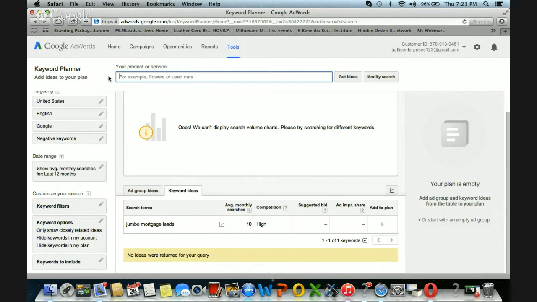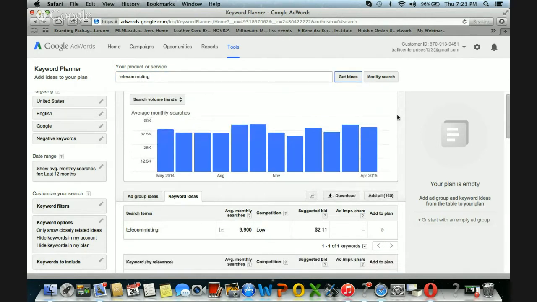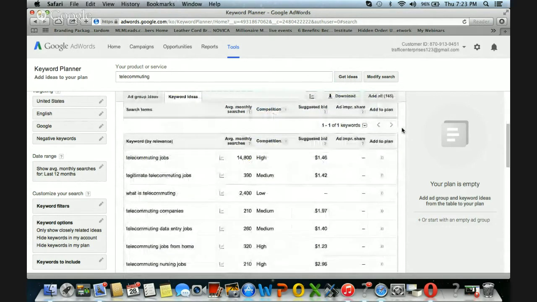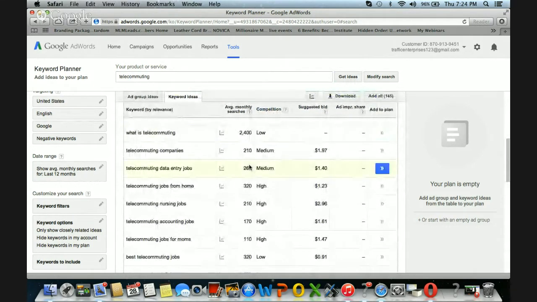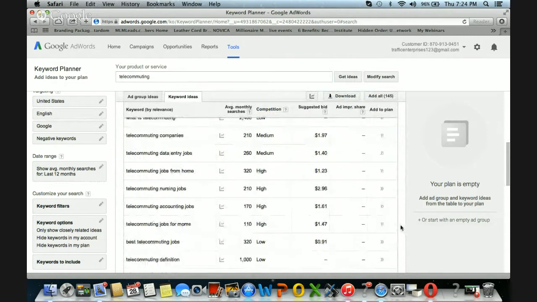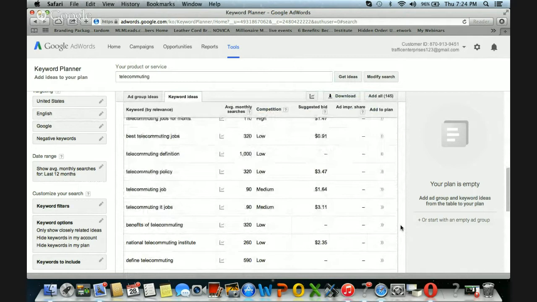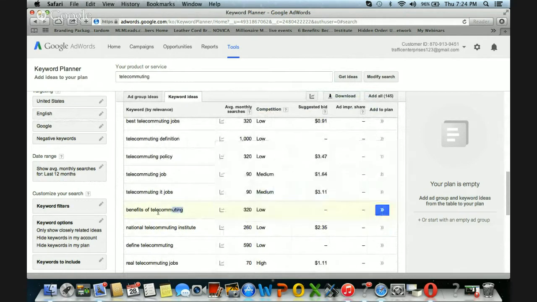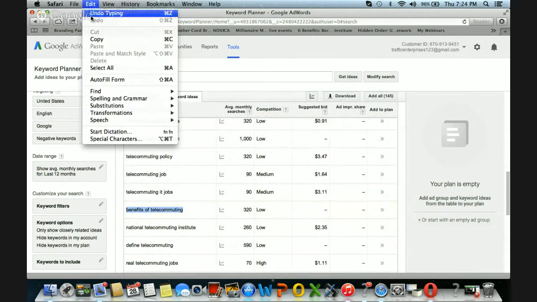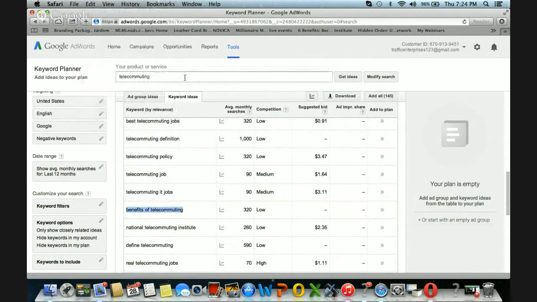I did about 50 of them, and I brought some of them out that I did. Just trying to think, if you just do something like telecommuting, this is low, but 2,400, you're probably going to have to do some backlinking. Now this one, benefits of telecommuting, it's only got 320 and it's low.